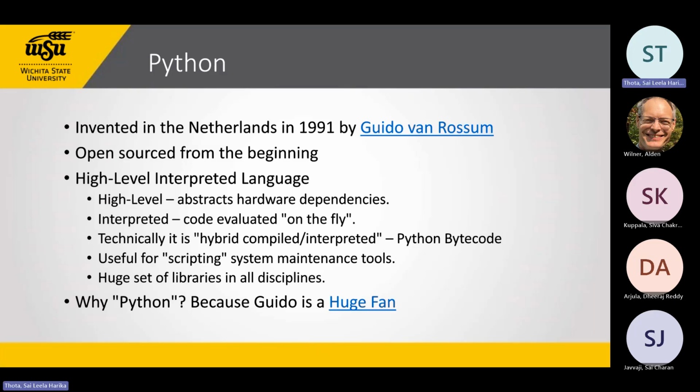Okay, so no one. Basically, Guido, when he was writing, he's a huge fan of a British comedy series, which is Monty Python. I think many of you are aware of that. As he's a huge fan of that series and was writing a programming language, he wanted to name it Python. So that is the history behind the name Python.